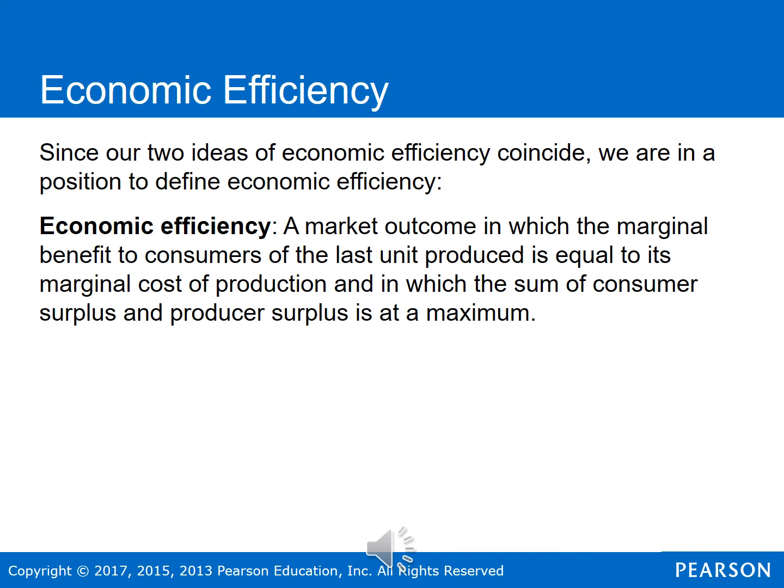Now that we've shown our two ideas of economic efficiency coincide, we were able to define economic efficiency. Economic efficiency is the market outcome in which the marginal benefit to consumers of the last unit produced is equal to the marginal cost of production, and in which the sum of consumer surplus and producer surplus is at a maximum. So our definition of economic efficiency uses both the idea of marginal benefit and marginal cost and the consumer surplus and producer surplus.